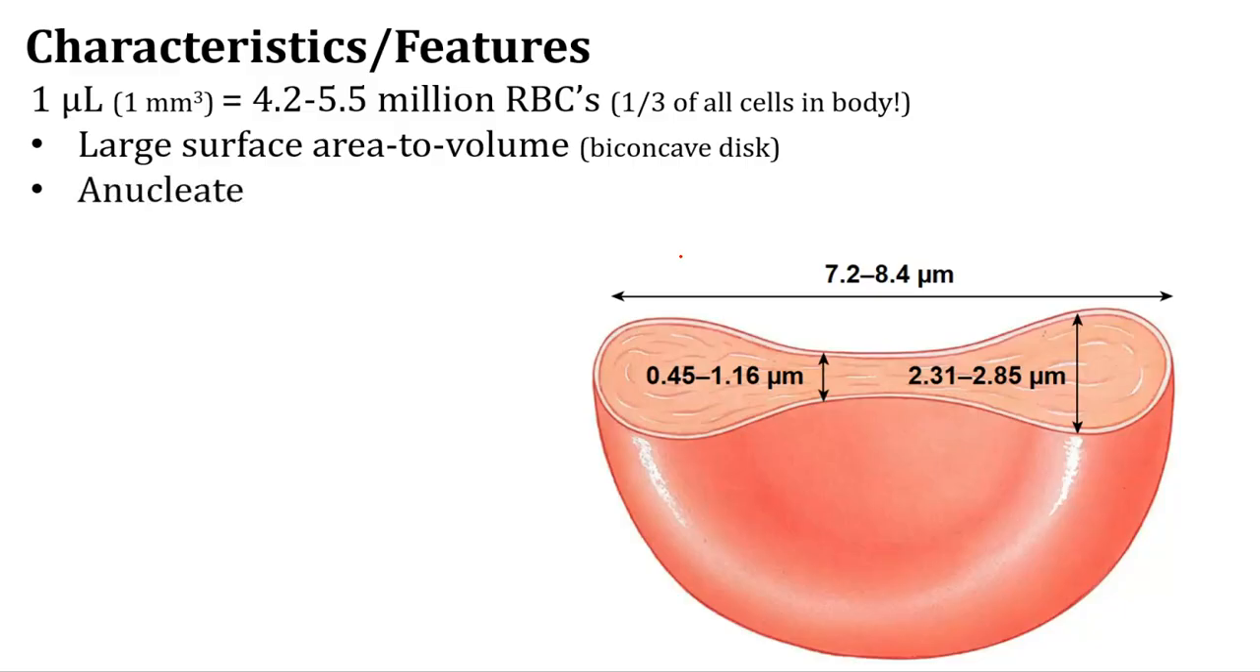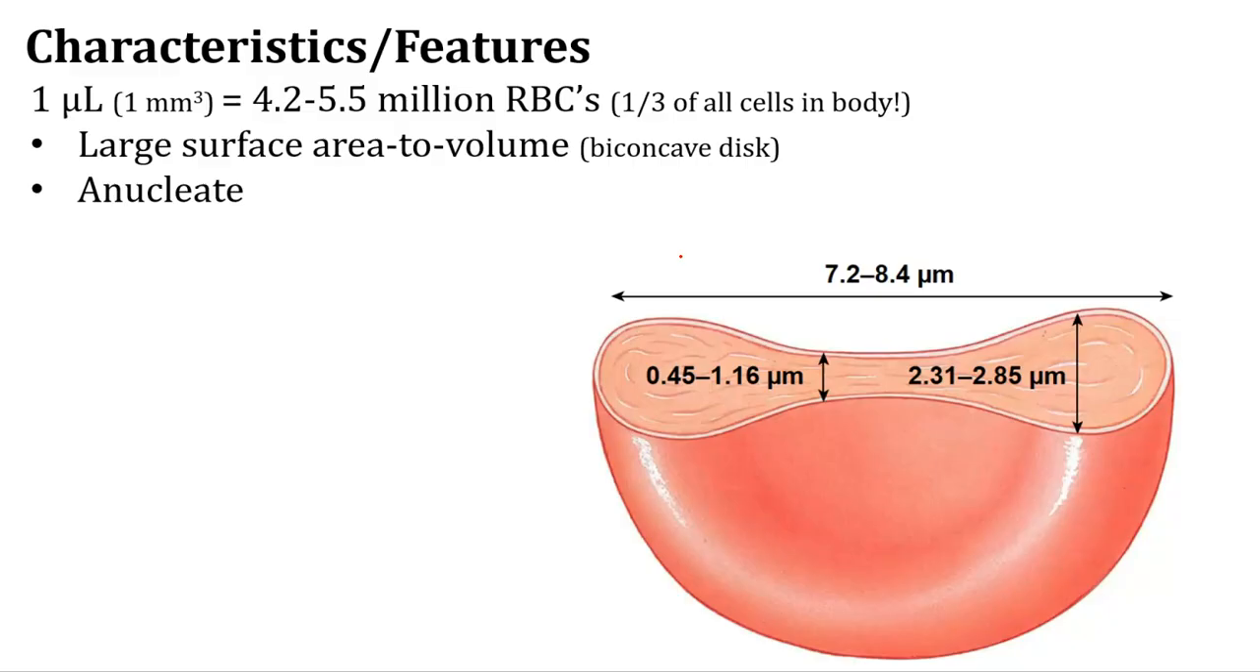Okay, red blood cells really only have one job, and that is to carry oxygen. So because of that, they don't need a lot of the other cellular equipment that other cells will have. They don't need mitochondria. They don't need the Golgi apparatus. They don't need the nucleus, the genome, any of that. And so they are anucleate, and because they are anucleate, they don't have any of the other cellular contents.